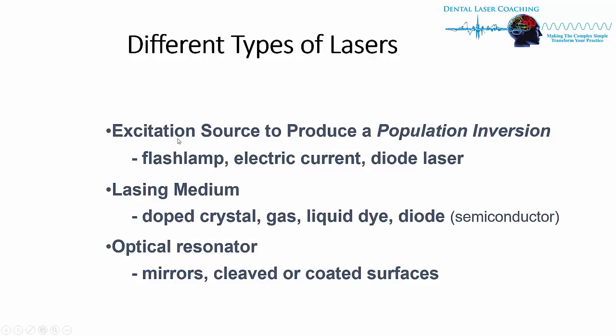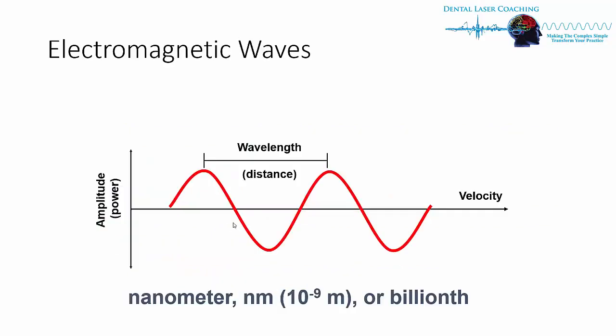What I'm talking about here is there are different ways that we can do this. We can excite that atom with a flash lamp, some sort of electrical current, or a diode laser. The medium, or the atom, can be a doped crystal, a gas, a dye, or, as I mentioned, a diode, and then we resonate that inside a cavity with mirrors and various coated surfaces, which you can see in detail in a different video on how lasers work.